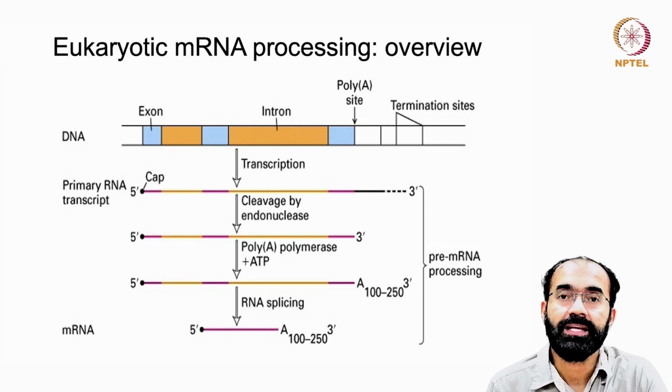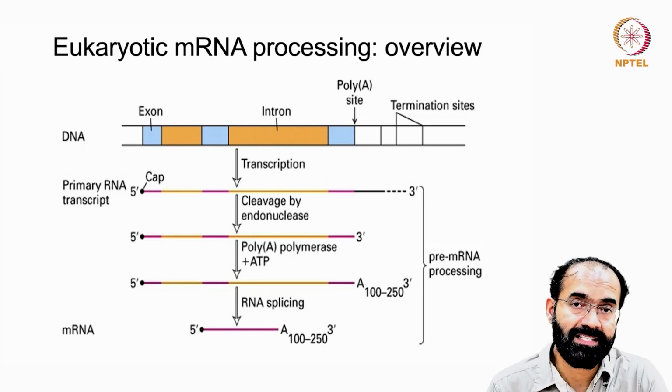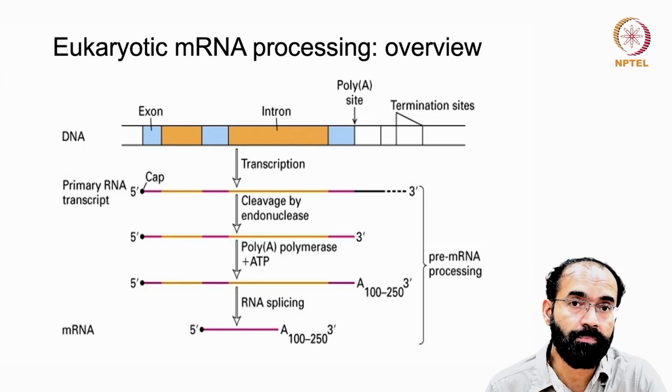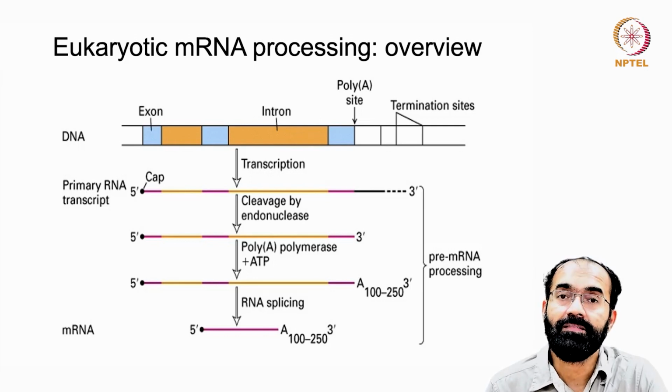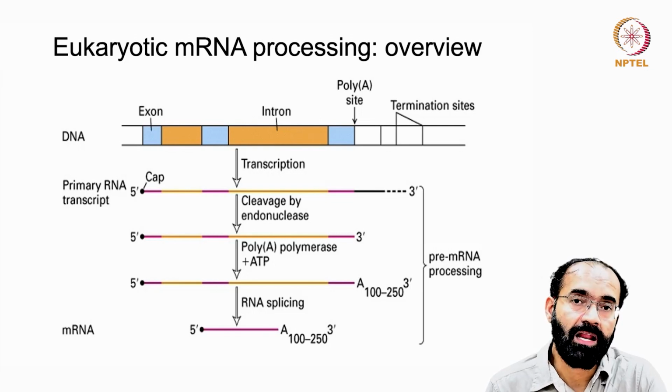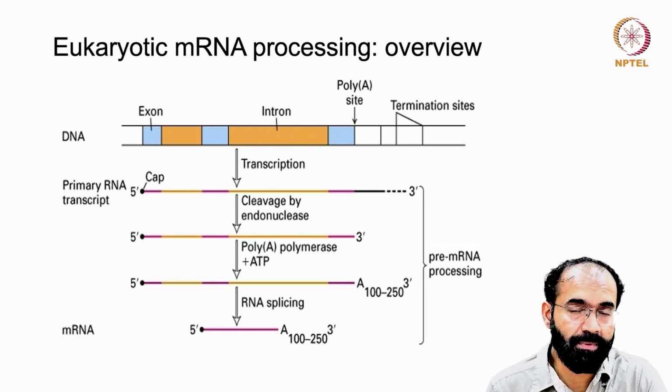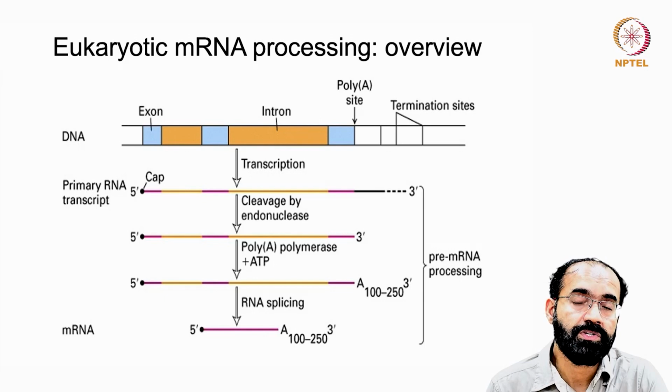That is how the system has evolved. And downstream of that, you have got some termination sites. During the transcription, this will become handy, because remember, the poly A is not present in the DNA. You have a poly A site, and then you have a termination signal which allows the transcription termination, and the poly A site will be utilized by the poly A polymerase to recognize where to start adding the poly A tail.